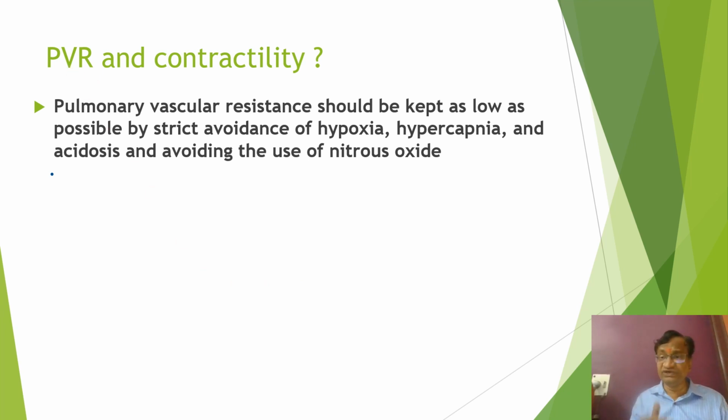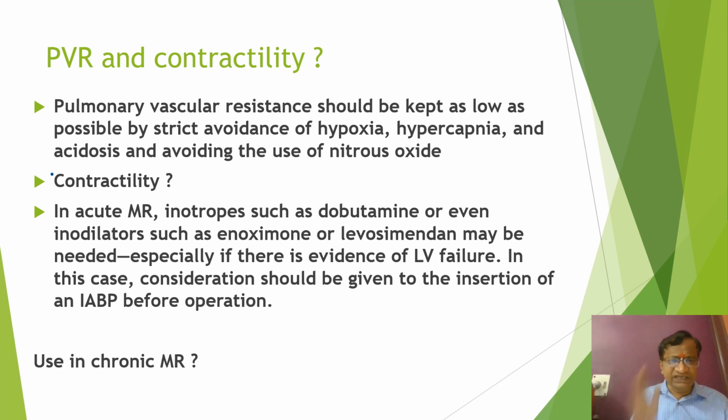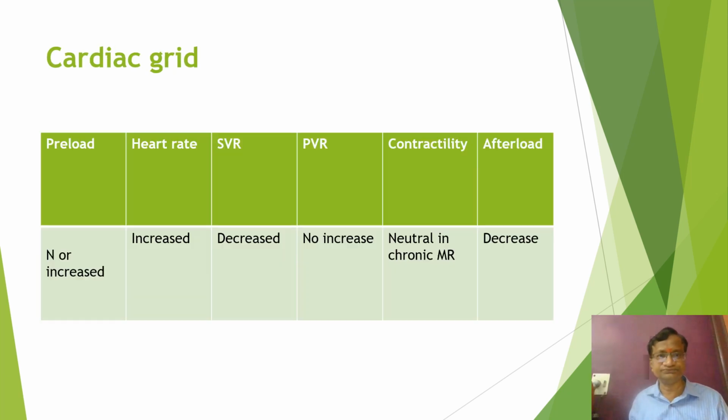Pulmonary vascularity, we know PVR is slowly increasing. So avoid hypoxia, hypercapnia, acidosis, and nitrous oxide is a question mark. In acute MR, inotropes and inodilators like levosimendan, yes. But in chronic MR, their use is questionable.